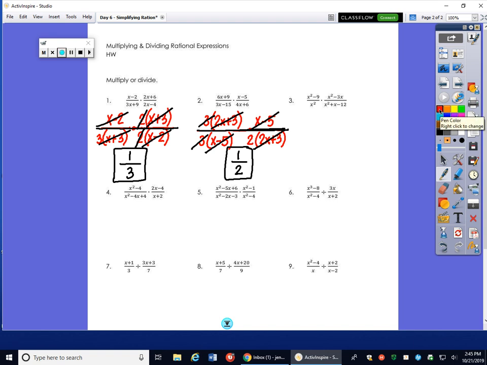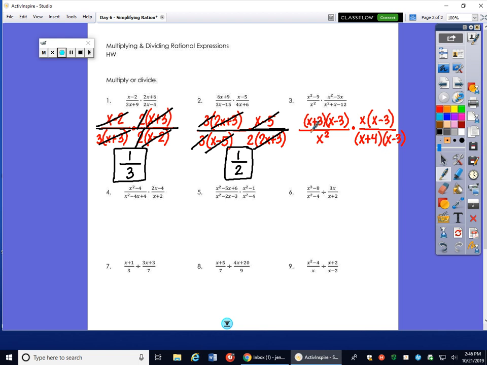Number 3, x squared minus 9 is the difference of 2 squares, x plus 3 times x minus 3 over x squared. Can't do anything with that. On the numerator of the next one, they have an x in common, leaving you with x minus 3 on the inside. Then on the bottom, we need 2 factors of negative 12 that add up to 1. That's going to be x plus 4 and x minus 3.